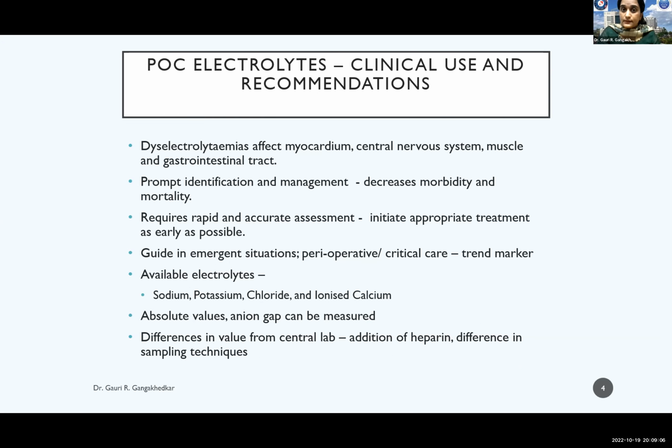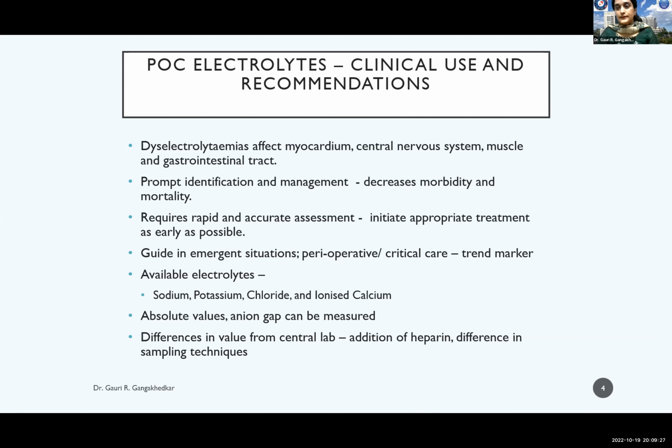As a result, these POCTs can serve as a guide in emergent situations. And in perioperative and critical care, they can serve as trend markers to see whether our instituted therapeutics are working in the direction in which we want them to. Now, what are the available electrolytes that you can get? They would be sodium, potassium, chloride, and ionized calcium.